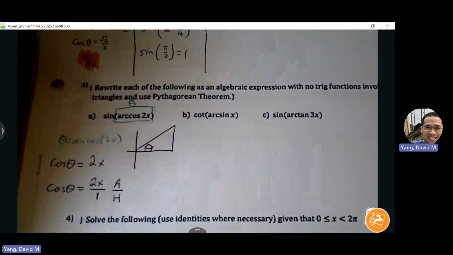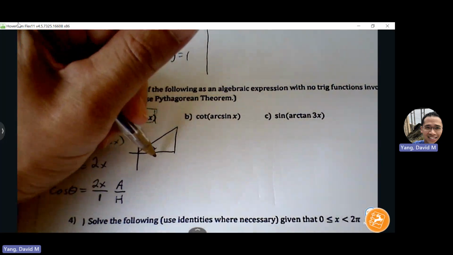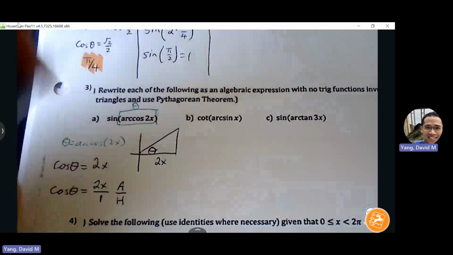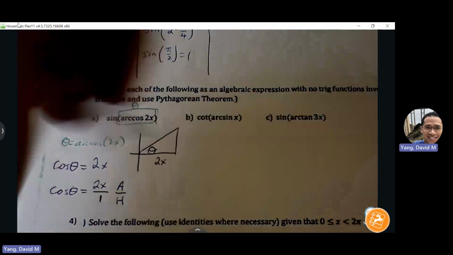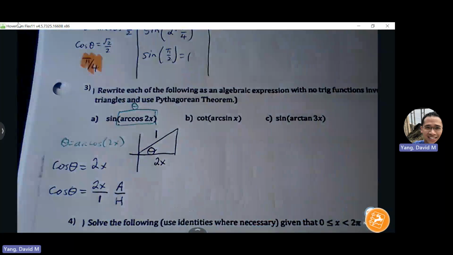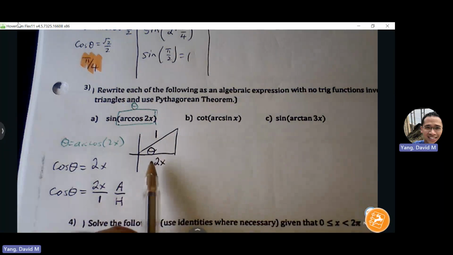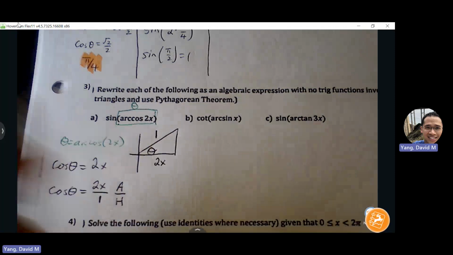It's going to go on the bottom, below it. Bottom, good, adjacent, right? Okay, where's the 1 going to go? Hypotenuse. Hypotenuse, okay? So we're going to find that third missing side. I know that a squared plus b squared equals c squared, so I can say (2x) squared plus b squared equals 1 squared.